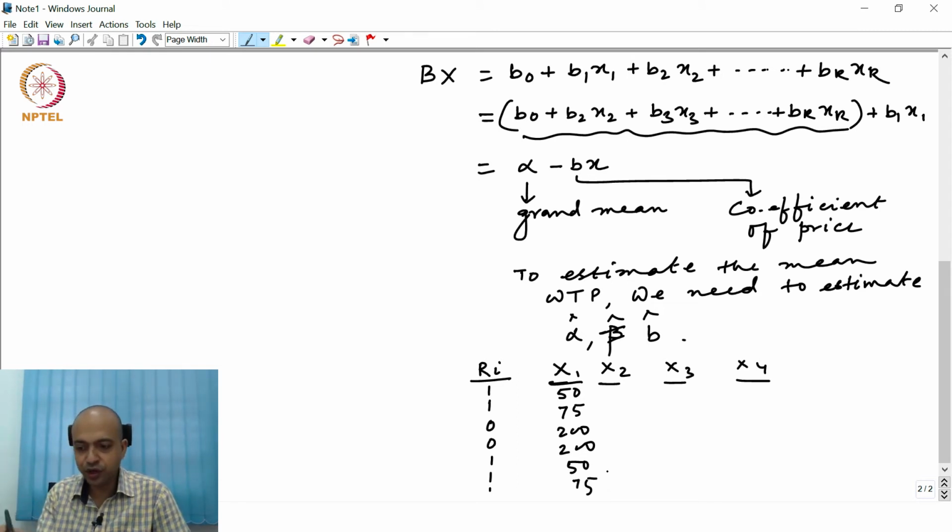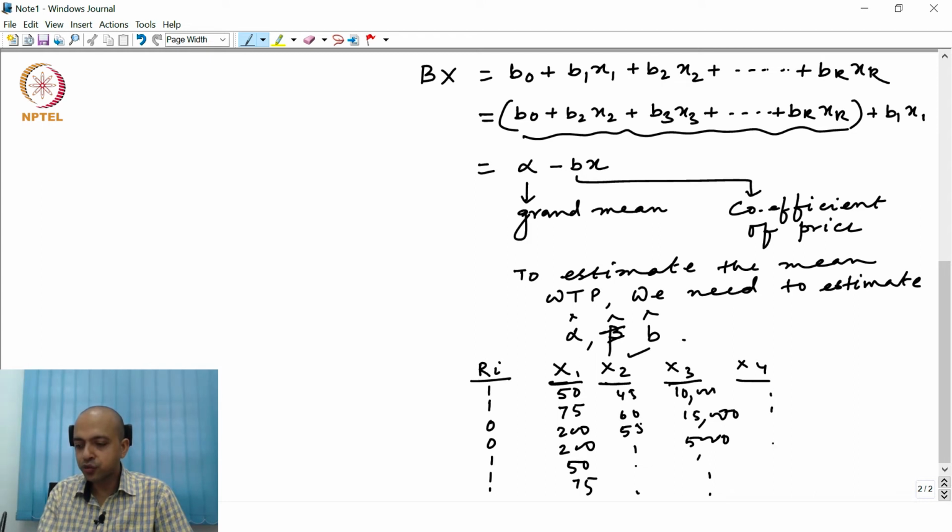We will ask for each and every individual. X2 is, let's say, age of the household head, so maybe 45, 60, 55, like that you will have. X3 is, let's say, monthly income, some 10,000, 15,000, 5,000, like that we will have. And then x4 is also some other explanatory variable, maybe the education level of the household. So Ri is the response variable, and x1, x2, x3, x4 are all explanatory variables.